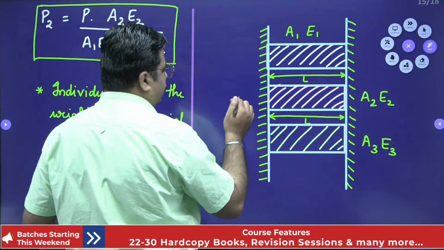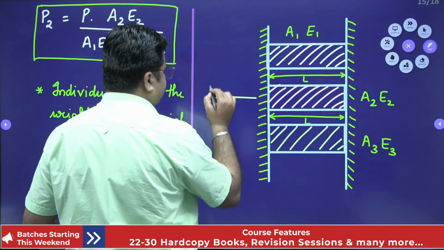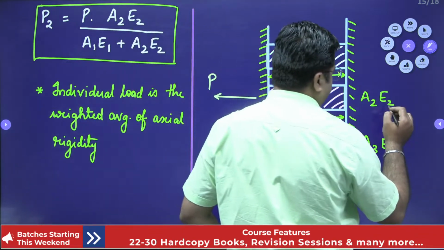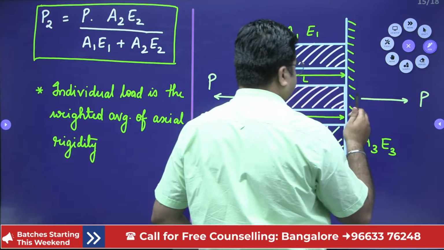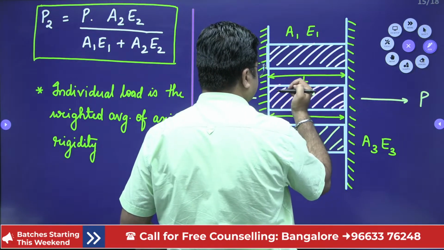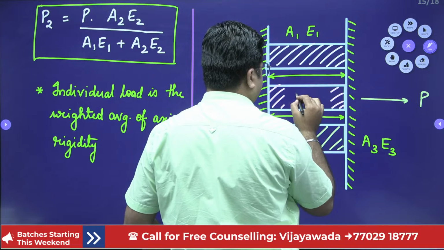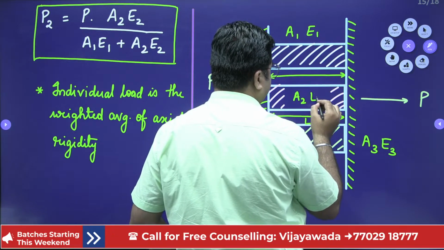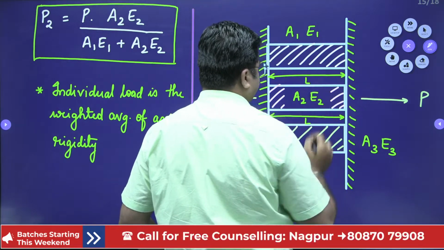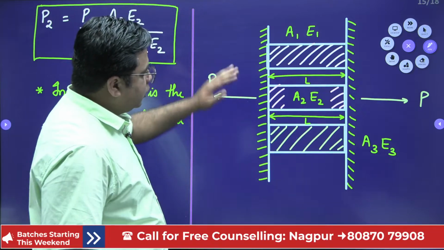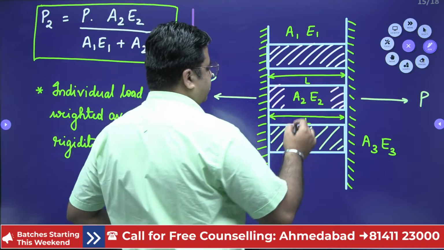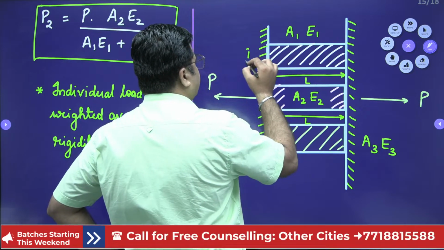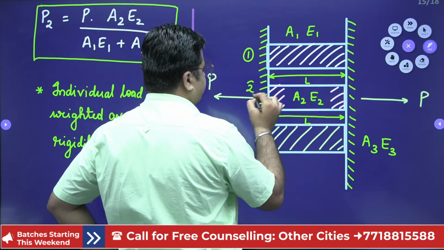The total amount of load that is acting over this assembly is P. This is A2 and E2. This is L, right? This is member 1, this is member 2, and this is member 3.